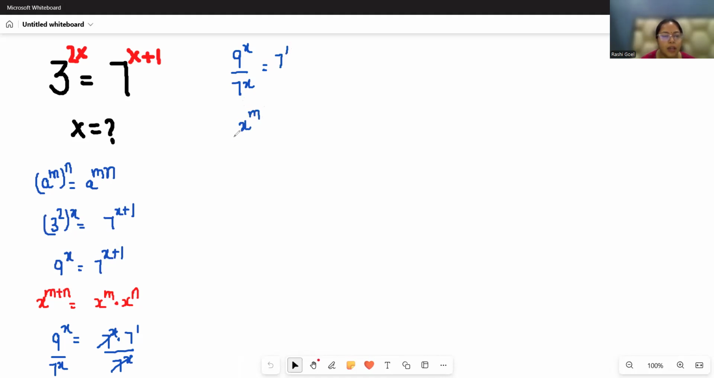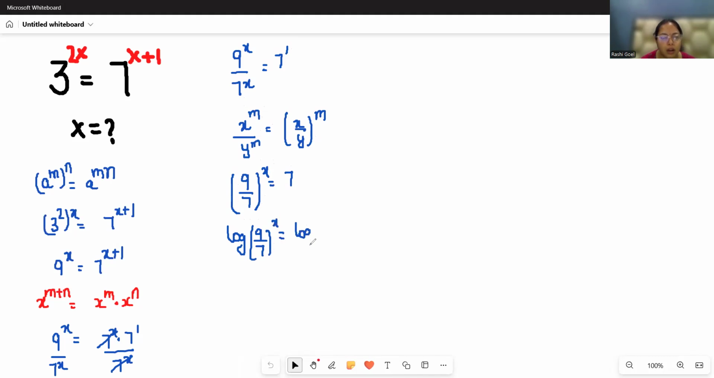As per exponent rule, x power m by y power m, we can write (x by y) whole power m. So (9 by 7) whole power x equals 7. So if I take log on both sides, log of (9 by 7) whole power x equals log 7. Now log a power b, we can write it as b log a. So it becomes x log 9 by 7 equals log 7.